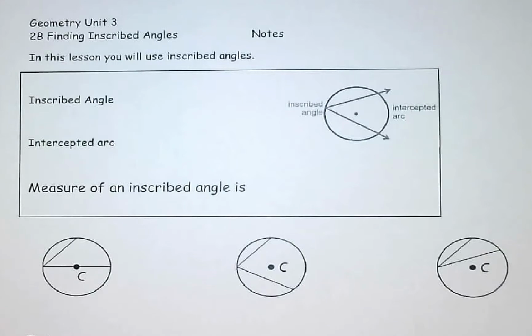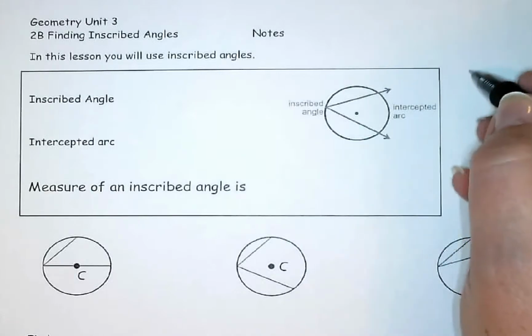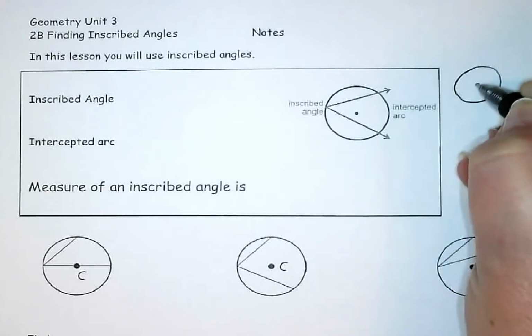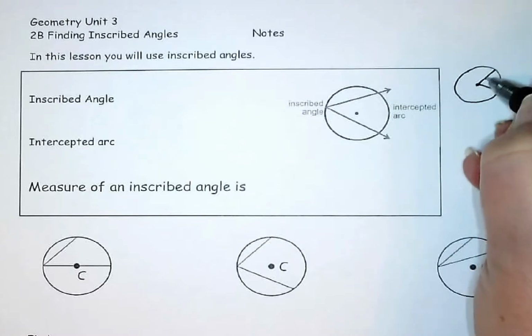These are the notes for 2B, finding inscribed angles. So in this lesson, you learn how to use those. In the last lesson, we learned about central angles. The central angle is an angle whose vertex is on the center of the circle. Okay, it's called a central angle.